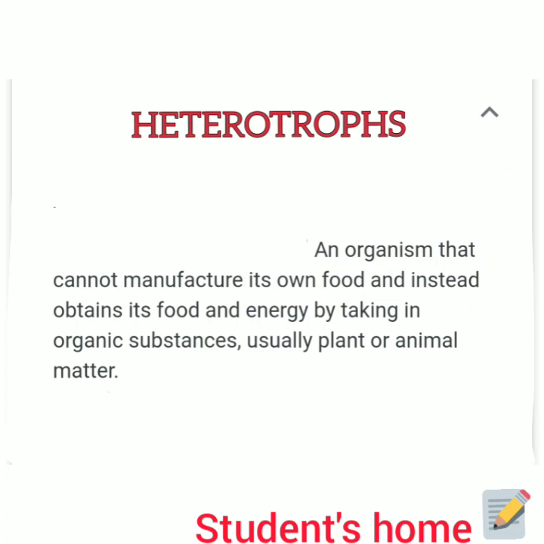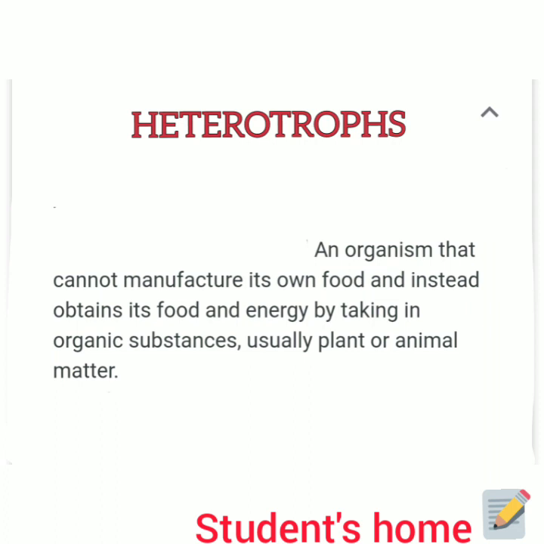that are present in plants. So here we are with our first topic, that is heterotroph. As you can see in the picture class, it is written as an organism that cannot manufacture its own food and instead obtains its food and energy by taking an organic substance, usually plant or animal matter. So class, now we will study the different types of heterotrophic nutrition found in plants.